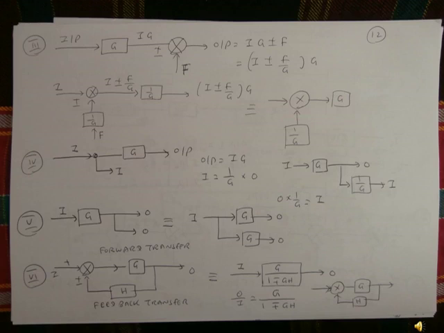The next diagram is the input I, passing through the G. The output will be the O, and then we get another output from the 1 by G, and then you get the I. So that will be O multiplied by 1 by G is equal to the I.